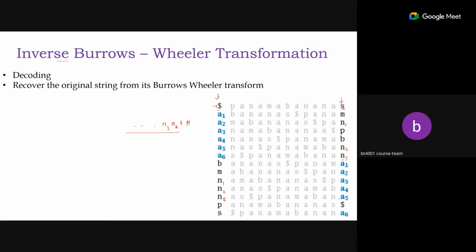There is a way to do it the other way also, where we start from this dollar. Whatever is the first character in the row of dollar, the first row was P, so P comes first. Then we go to P, and A3 is there. So we have A3 over here. Then we go to A3, and the first character is N1. So N1 comes over here and so on. If you keep on repeating that, you will get the same original string again. That is the inverse Burrows-Wheeler transformation method.